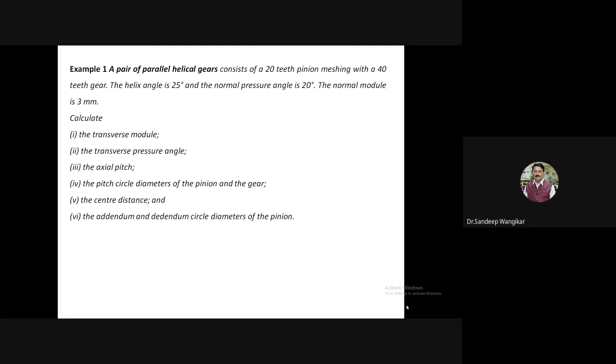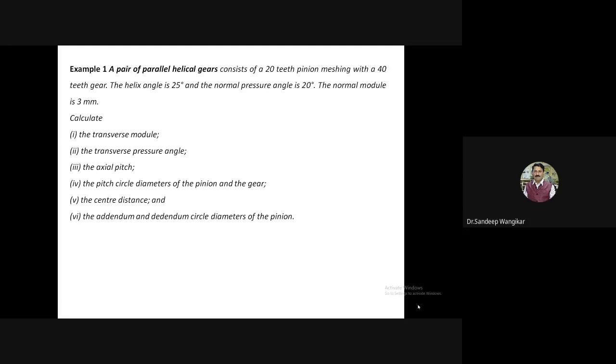Today we will be discussing simple numericals about calculation of the dimensions related to transverse module, normal module, transverse pressure angle, pitch circle diameter, center distance, addendum and dedendum circle diameter. These are very basic things, but they are very useful in your further calculations of power transmitting capacity, beam strength and wear strength problems. These are the basic things required for solving the further problems.